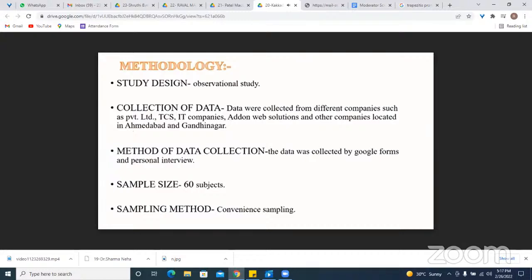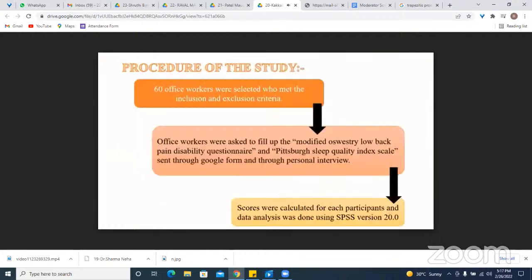Methodology. Study design: observational study. Collection of data: data were collected from different companies such as private limited companies, TCS, IT companies, Adobe Web Solution, and other companies located in Hyderabad and Kolkata. Method of data collection: data was collected by Google Form and personal interview. Sample size: 60 subjects. Sampling method: convenience sampling.